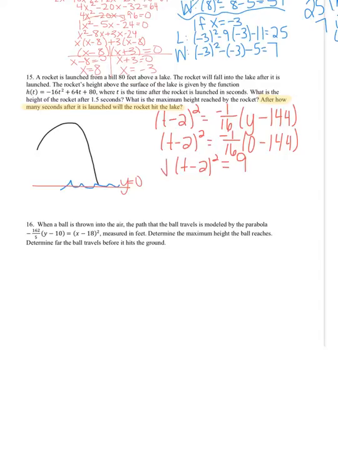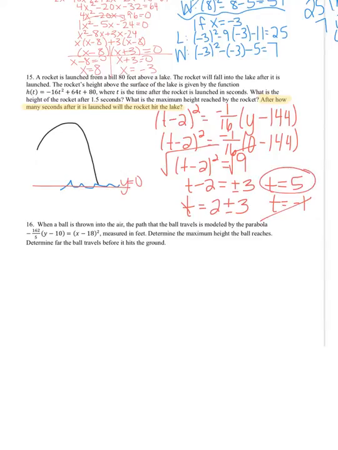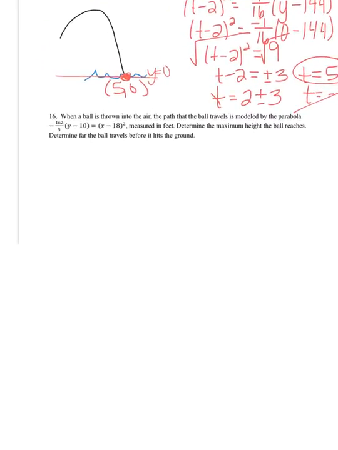So now when I take the square root, I get t minus 2 equals plus and minus 3. So t is equal to 2 plus and minus 3. So that gives me t equals 5 and t equals negative 1. You cannot have a negative time, so it's going to hit the lake. This point right here is 5, 0. So 5 seconds have passed, and the height of the rocket is at 0, so that's when it's in the water.